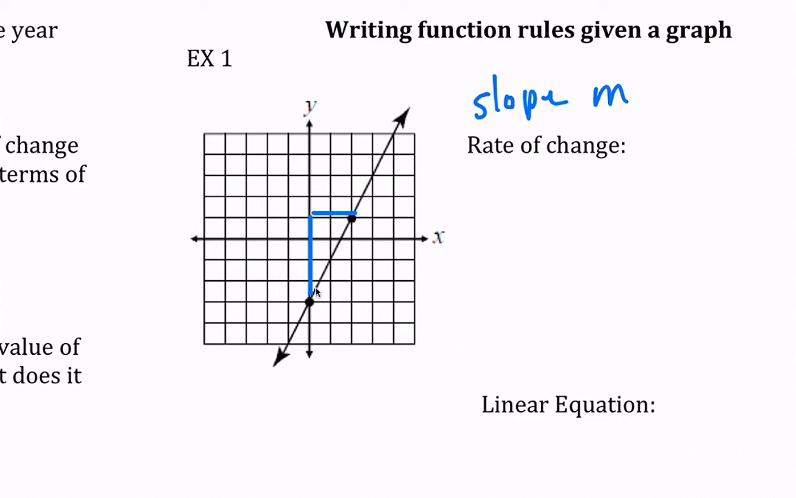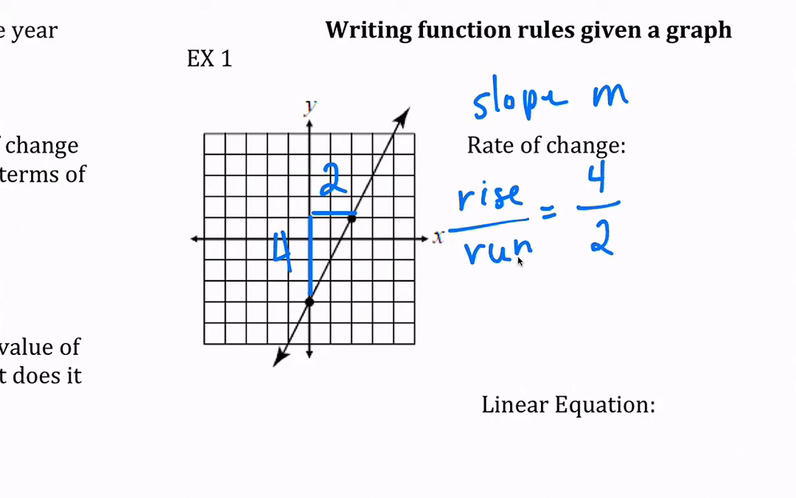Okay, so let's count how many it rises. So that's 1, 2, 3, 4 boxes. And let's count how much it runs. Well, it runs 1, 2 boxes. So remember, it's rise over run. So it rose 4, it ran 2.